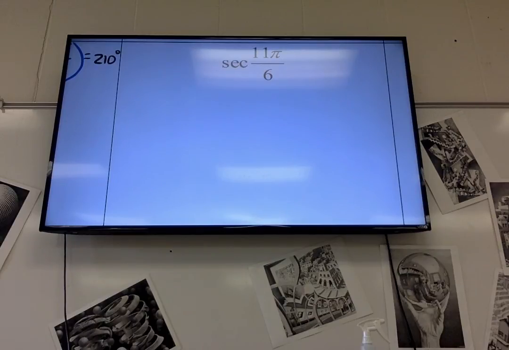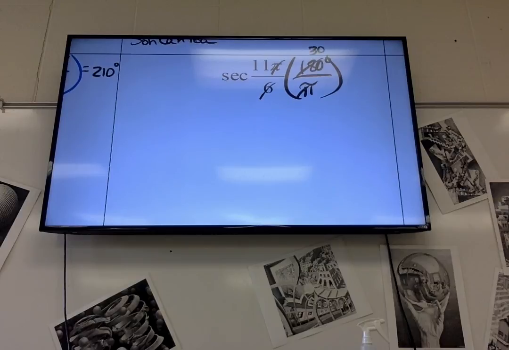Okay, I'm pretty sure everybody got the 330, which is good. We multiply it by 180 over pi. The pi's cancel. 6 goes into 180 30 times. 11 times 30 is 330 degrees. So we're really finding the secant of 330.